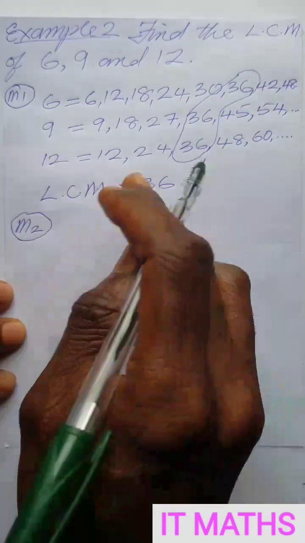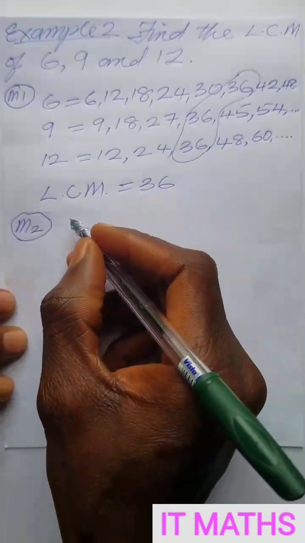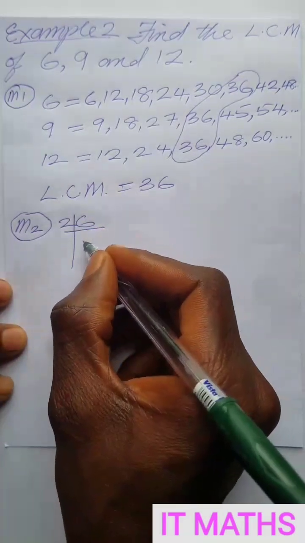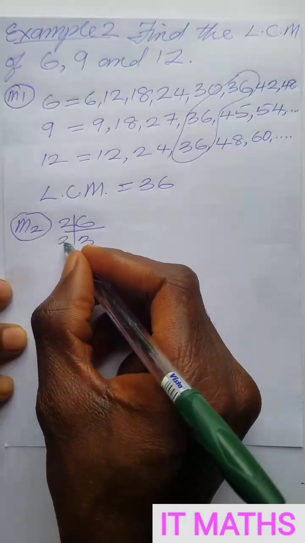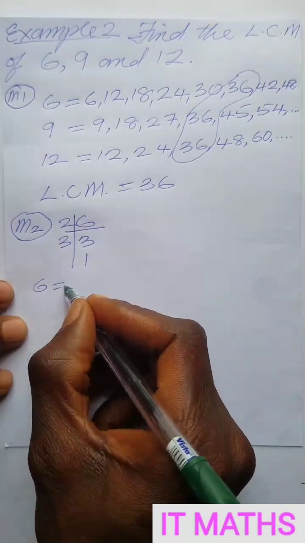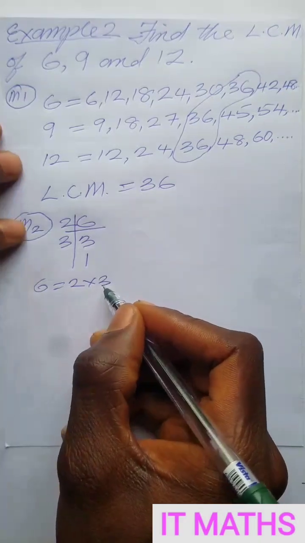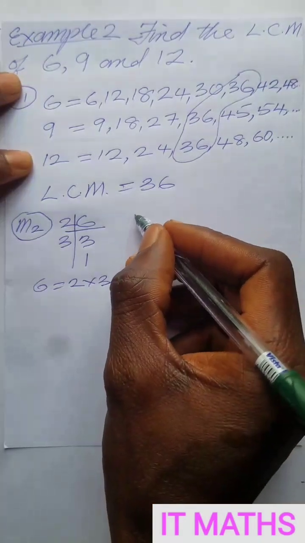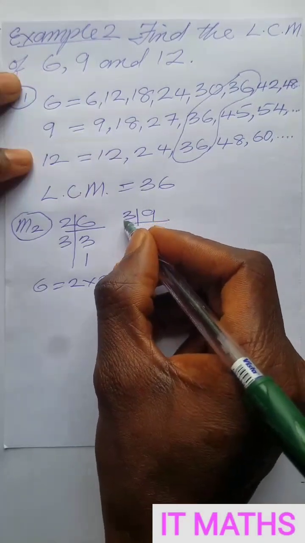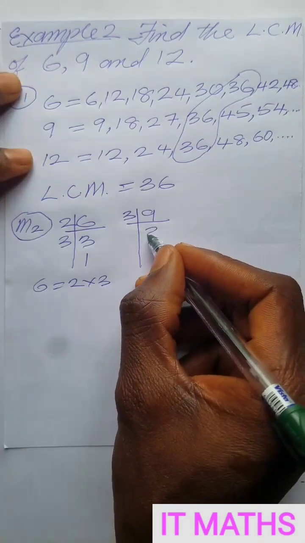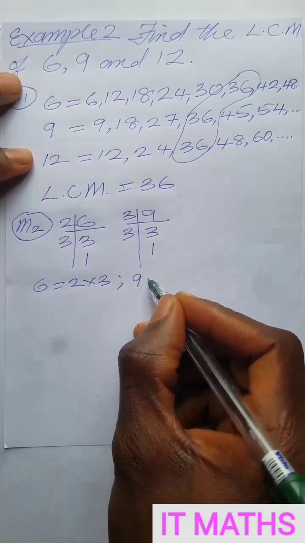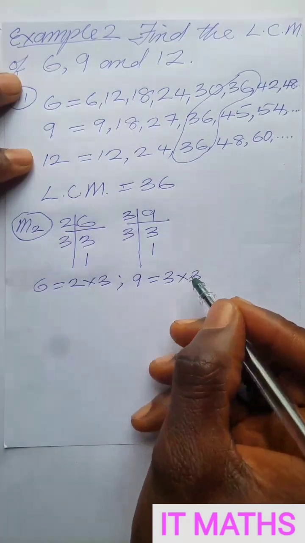In method 2, we are going to break this down into a product of their prime. So let's begin with 6. 2 into 6 is 3. 3 into 3 is 1. So we have our 6 as 2 times 3. Let's go to 9. 2 can't go, so we go to 3. 3 into 9 is 3. 3 into 3 is 1. So 9 is 3 times 3.